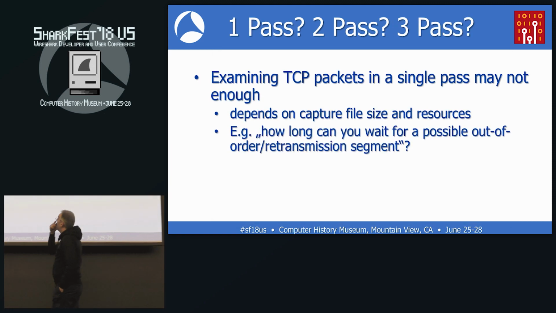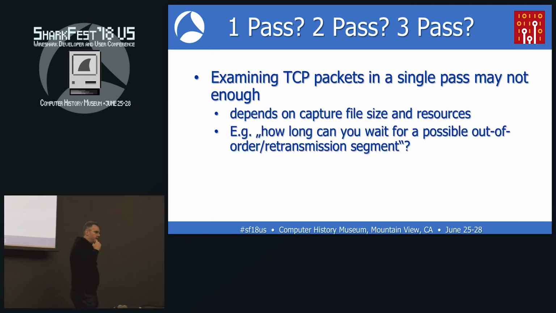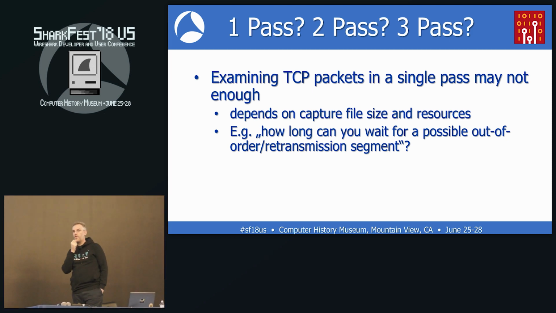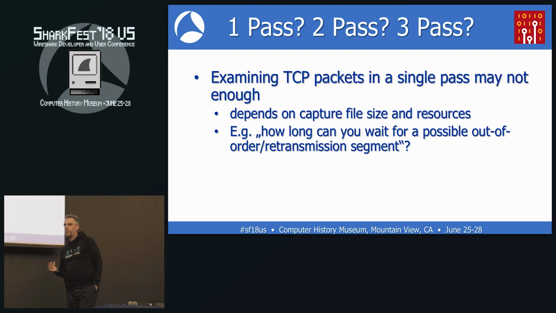Okay, so the other thing is that I think probably that a good analysis system for TCP needs to be multi-pass, meaning you need to run over the packets a couple of times. I'm not 100% sure yet how many passes I will need. Maybe it's 2, maybe it's 3. I'm pretty sure it's not going to be 1.